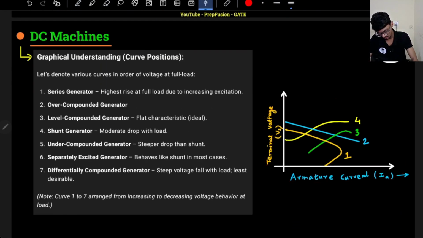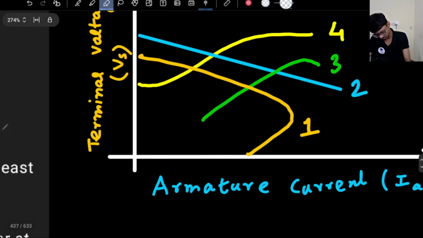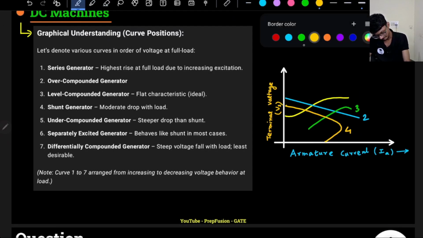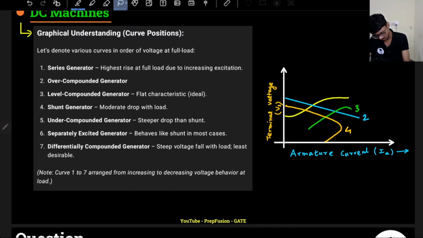So these are the graphs basically. This is not the series, the numbering here is wrong. This will be the fourth one, that is the shunt one, and the series one will be this one. Its no load voltage will be lower, somewhere here.